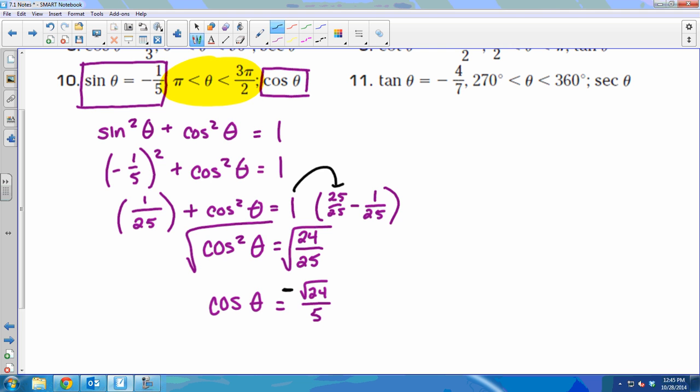Okay, now we do have to simplify this. Square root of 24. So if you are doing the square root of 24, that's 24 is 6 times 4. So the square root of 4 is 2. The square root of 6, 6.